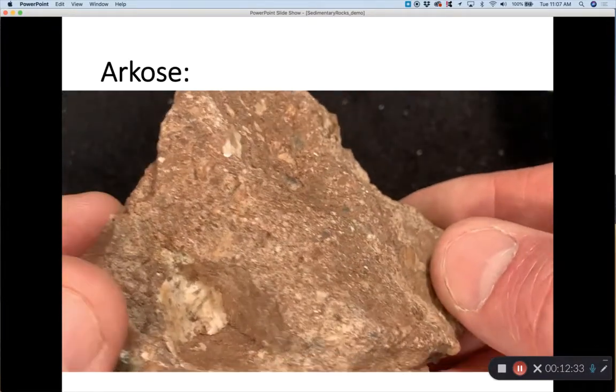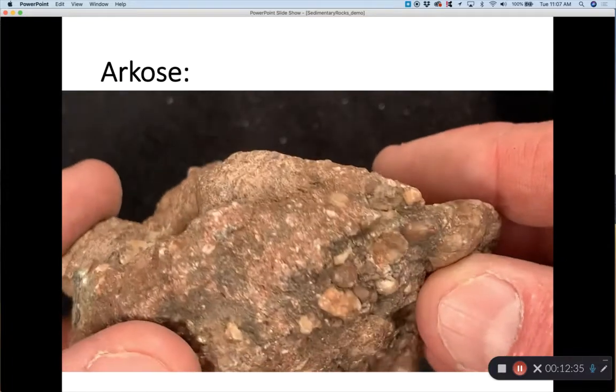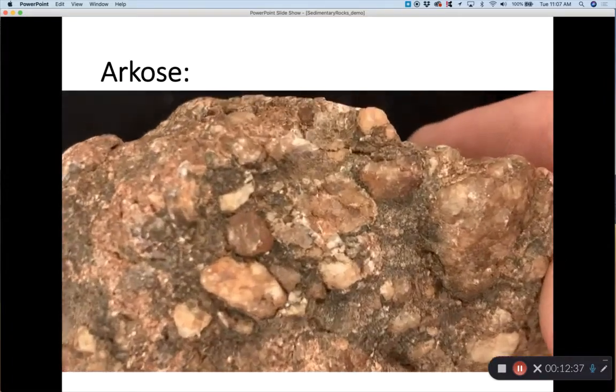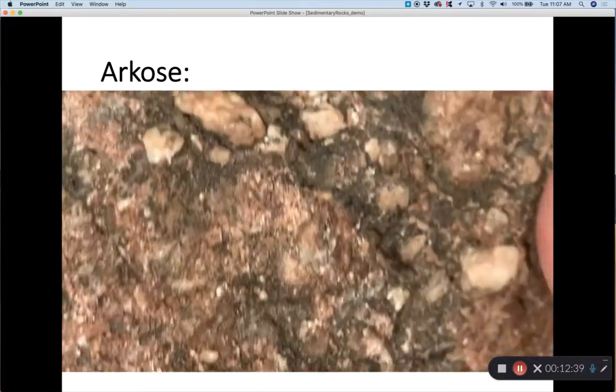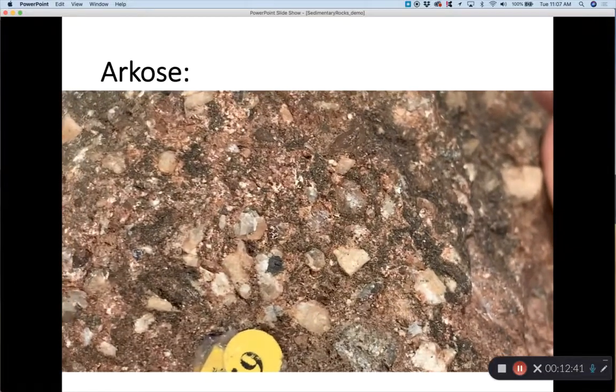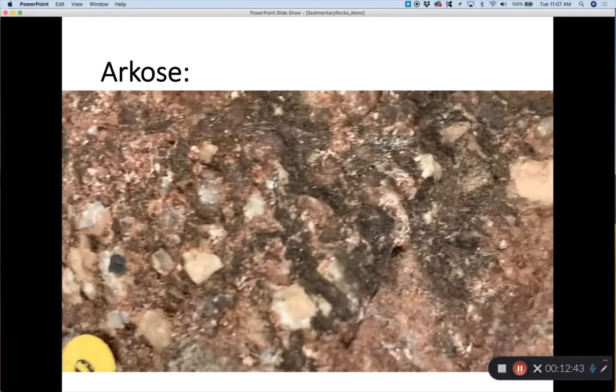It's got an overall dirty appearance. Quartz sandstones tend to look very clean. The grains tend to be all pretty much the same size, made up of mostly the same material. Arkoses are kind of dirty. They're a jumble of different types of material.